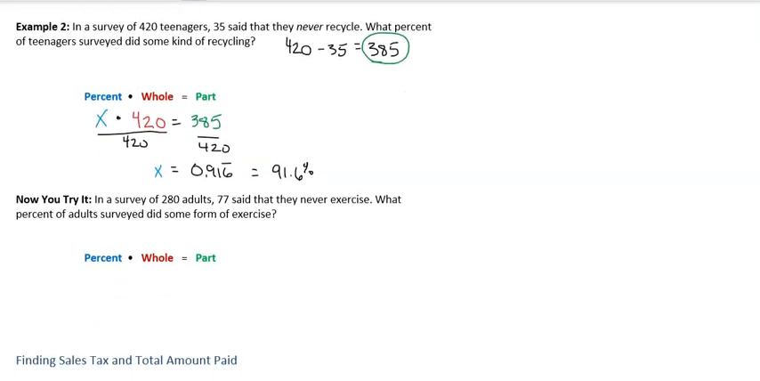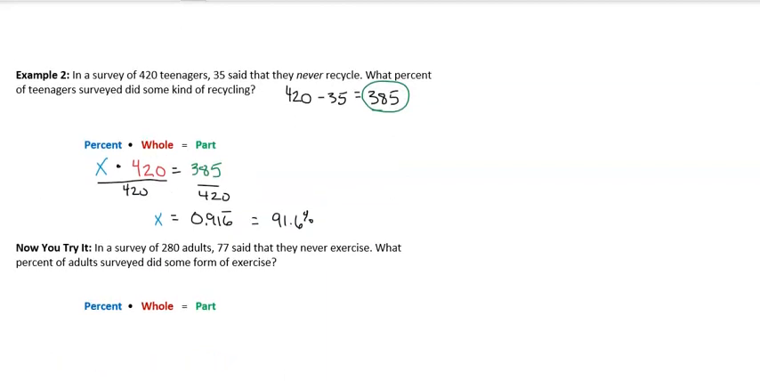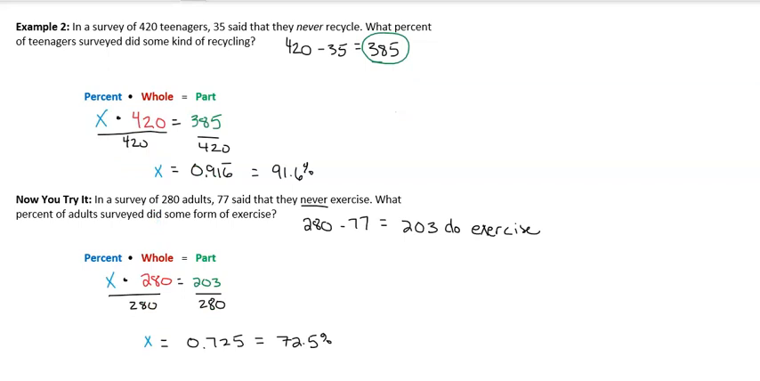So as usual, if you want to take a look at this, pause the video and try it, then come back and check and see what the answer is. Good luck. Okay, so the first thing you have to notice here is that 77 said they never exercise, and then they ask what percent of adults surveyed did some form of exercise. So you have to take 280 minus 77 to get 203 who do exercise. Now we're going to find what percent that is. So x is the percent, the whole is 280, and the part is the 203 who exercise. We're going to have to solve for x, and we get 72.5%.